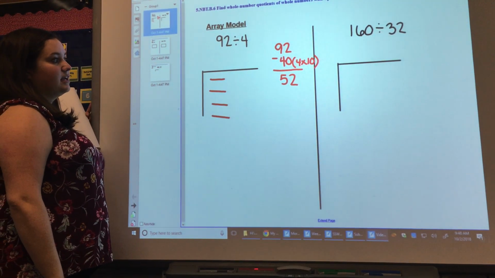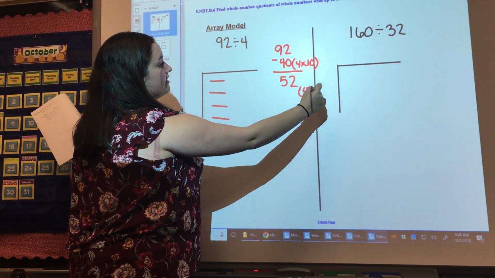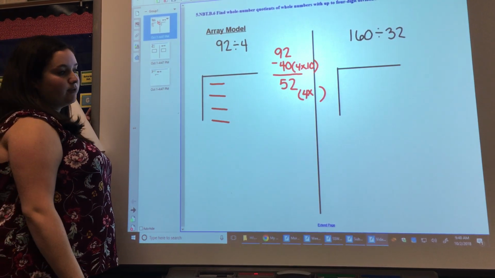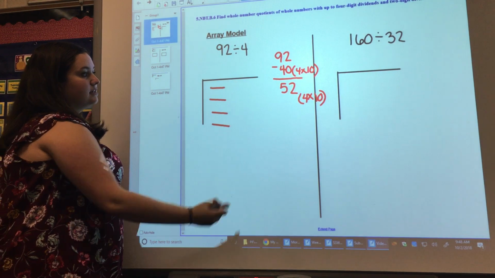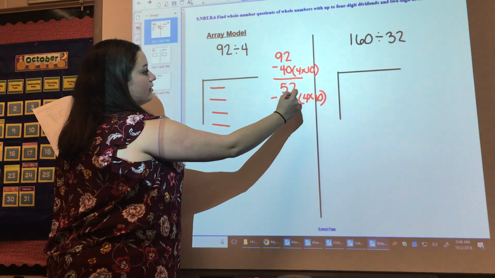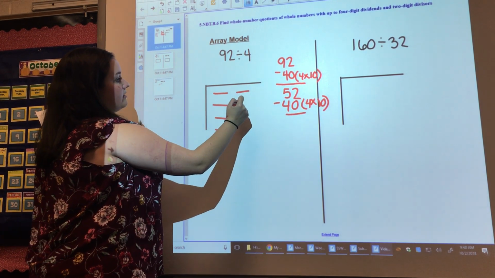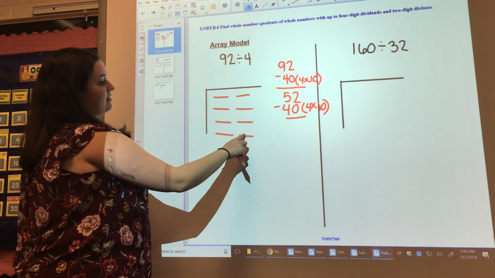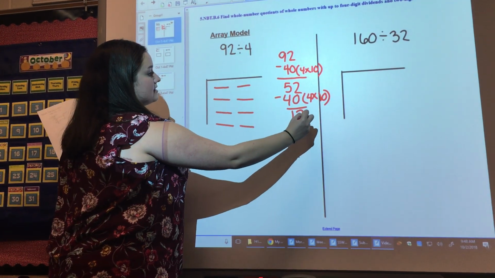Their next thought is to think of, okay, 4 groups of something else to take away from 52. They'll probably see that you can take another 4 groups of 10. So you subtract it. Again, I'm going to take away 4 groups of 10, which is 40. And I'm going to show that in my model. 1, 2, 3, 4 groups of 10 rods. When I subtract, I'm left with 12.